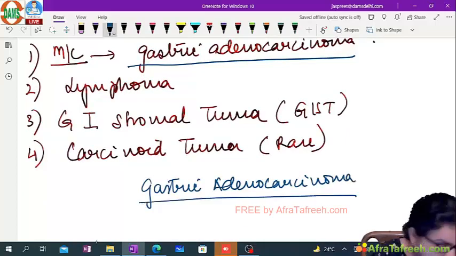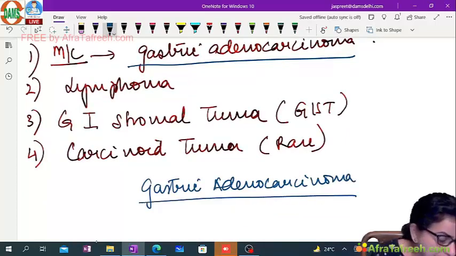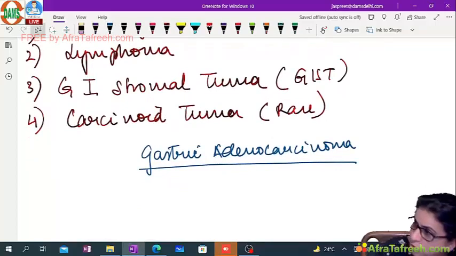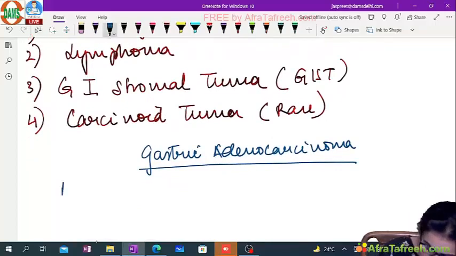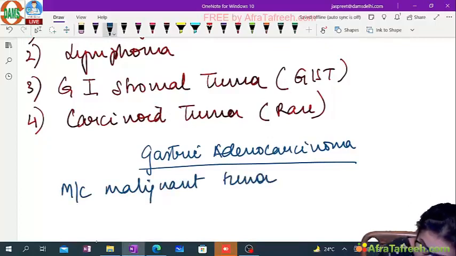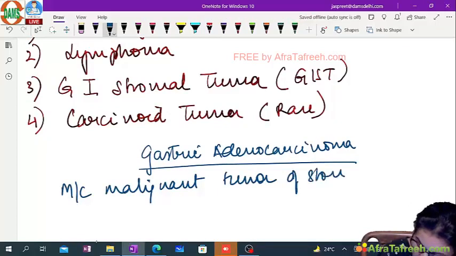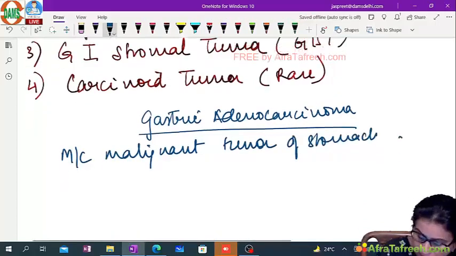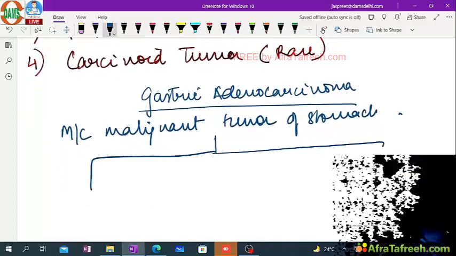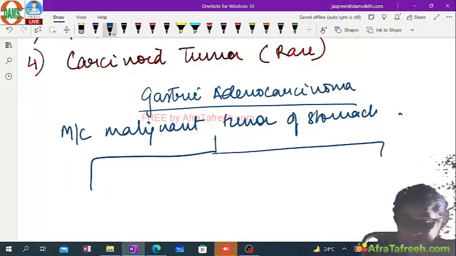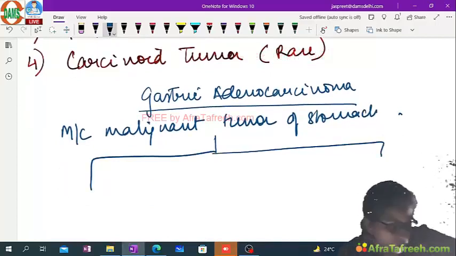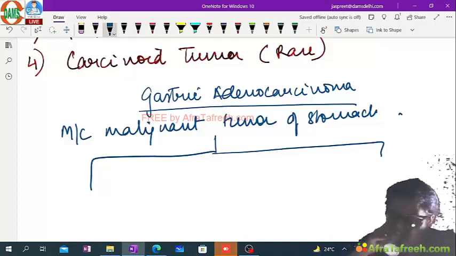Gastric adenocarcinoma. This is the most common malignancy of the stomach. So we already know that the most common malignant tumor of the stomach is gastric adenocarcinoma. And gastric adenocarcinoma, microscopically, is divided into two types.